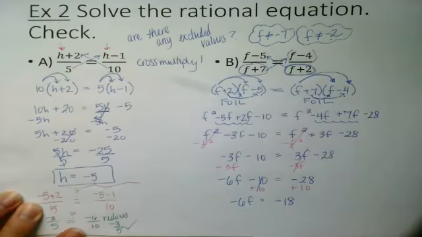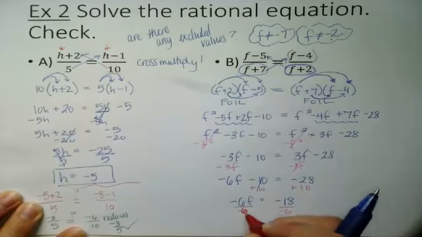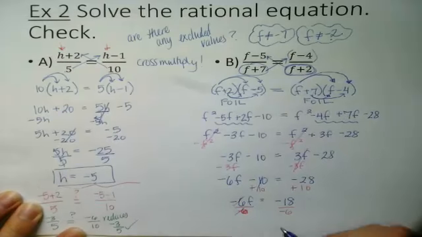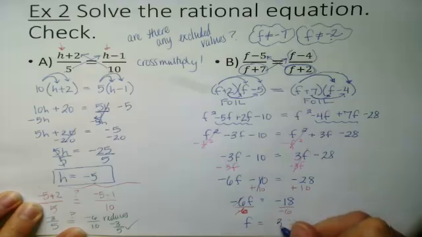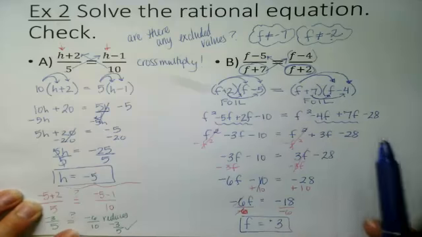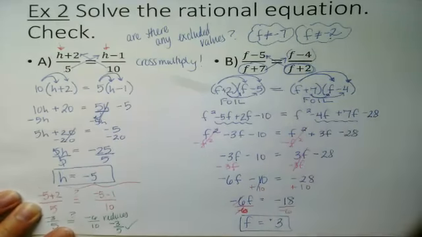And then we can go ahead and divide. Oops, I'm answering the question. Get rid of that negative 6. So we get f equals 18 divided by 6 is 3. Negative divided by negative is positive. So we get 3 for our value for f. And that should work just fine. I really would be worried if it was one of my excluded values.